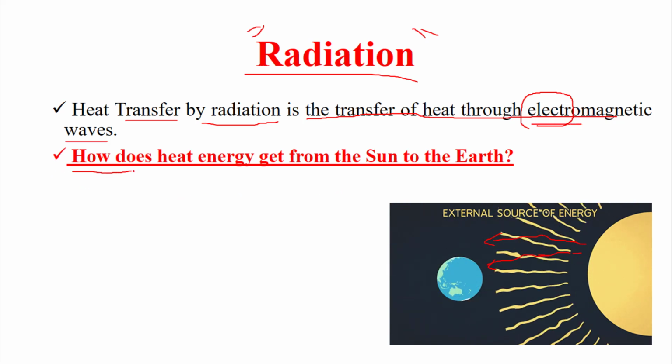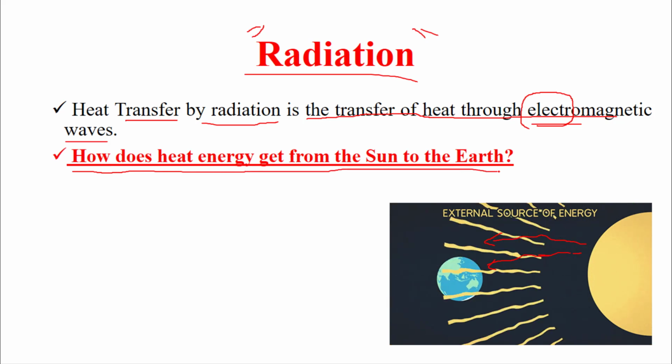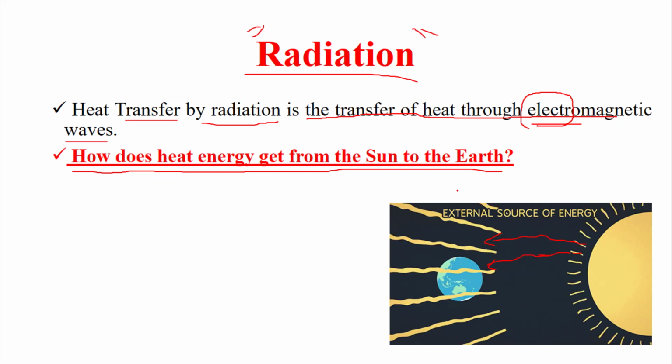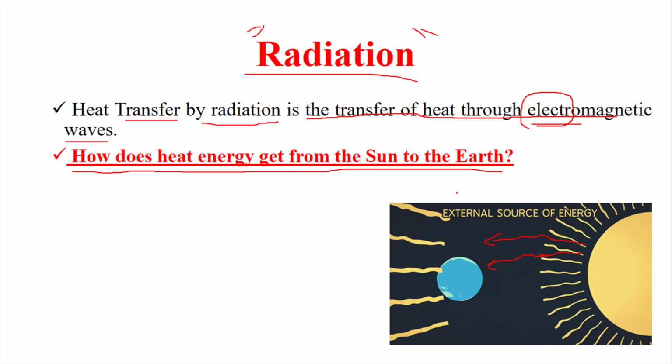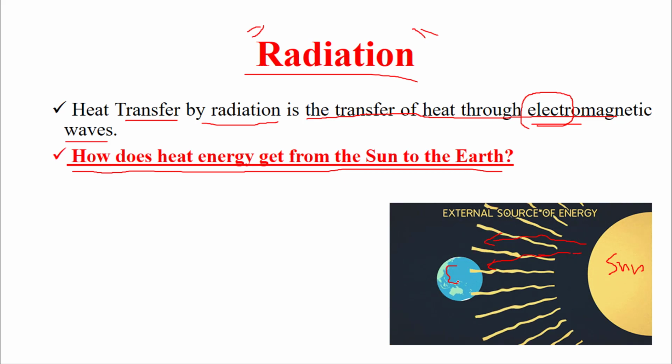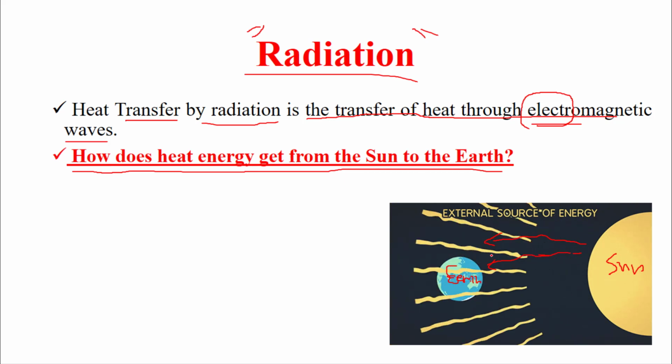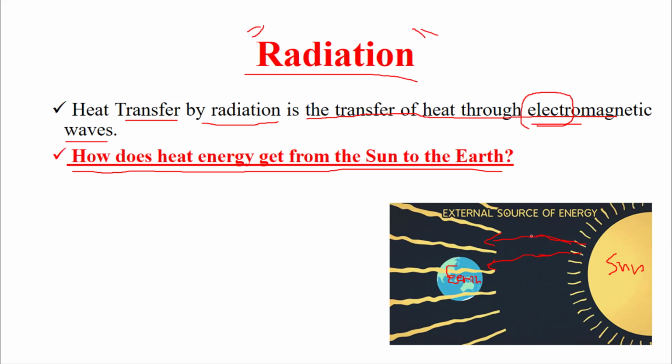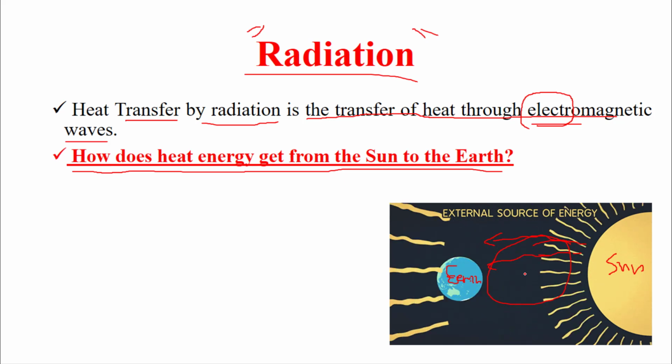So here's the question: how does heat energy get from the sun to the earth? Is it due to conduction? Is it due to convection? Or is it due to radiation? Bear in mind that the heat transfers from the sun to the earth through electromagnetic waves. But do we have any medium between them? We know space has no medium.